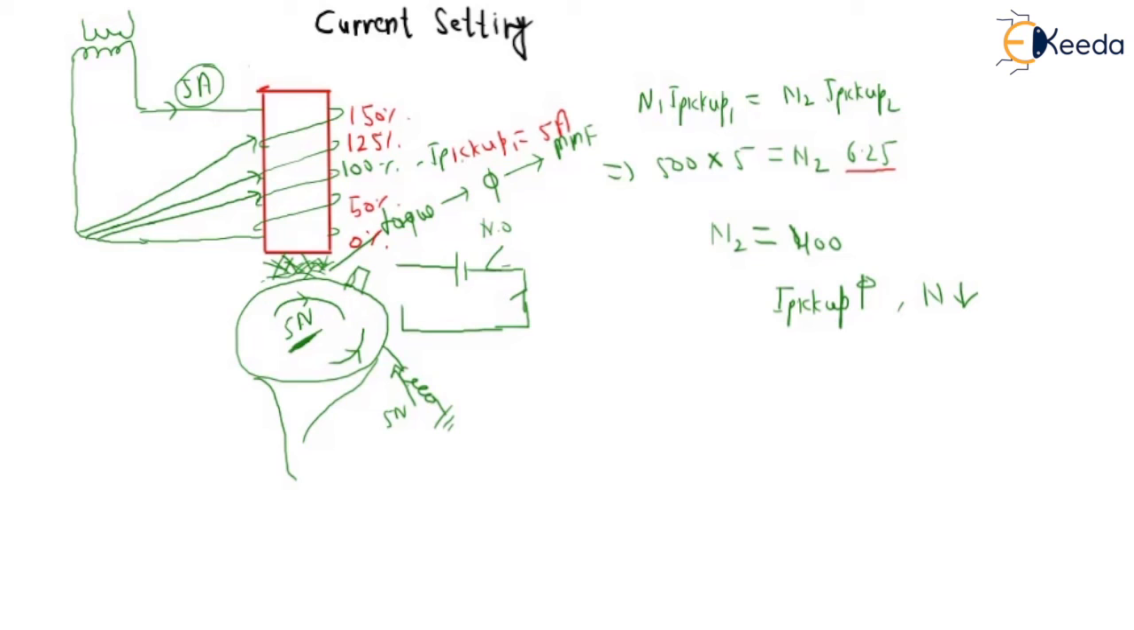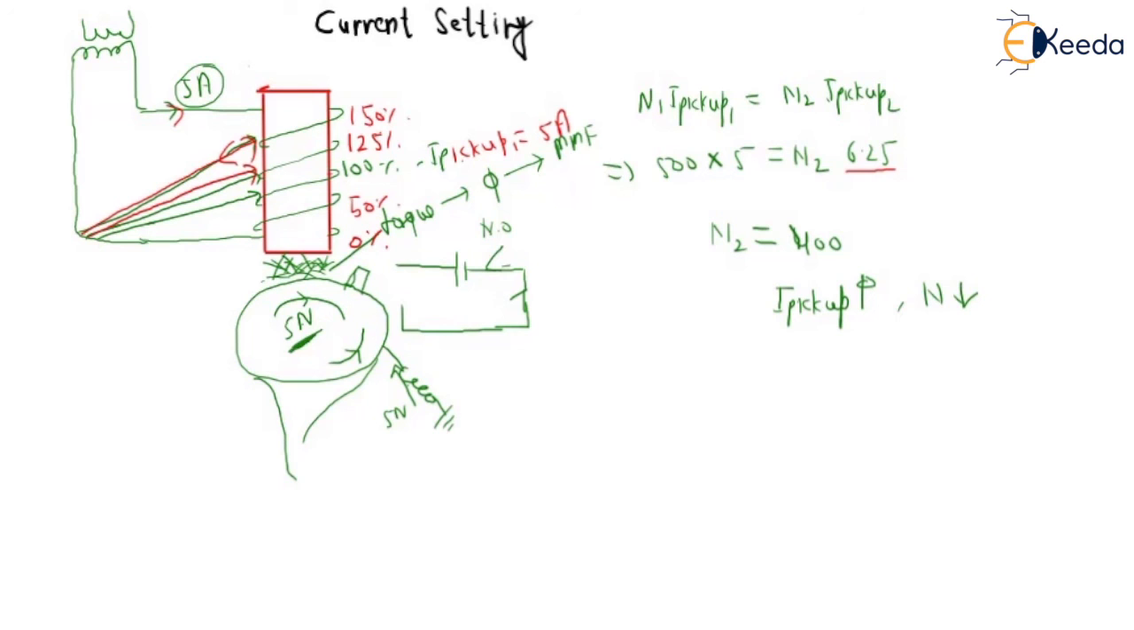If you want to change the pickup current to 6.25, then we have to connect to this position, and if we want to change it to 7.5, we have to apply to this, because the number of turns is like this: it comes in here and from here it will return. So the number of turns is minimum here. So this is the concept of current setting.